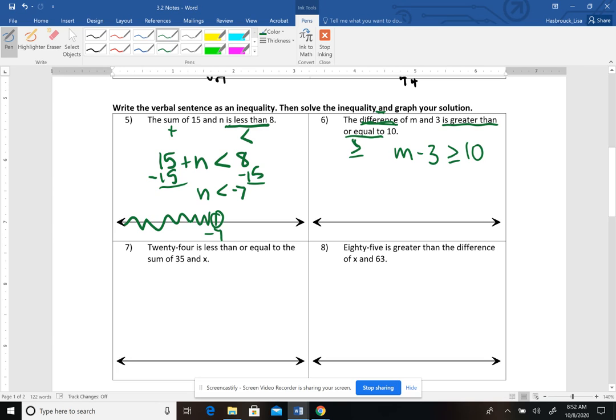Now that we have our math problem, we need to get m alone. So I'm going to add 3 to each side to get m is greater than or equal to 13. So at 13, I'm going to color it in, and I'm going to shade to the right.